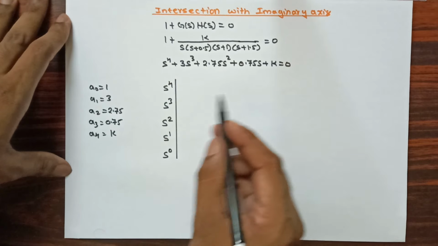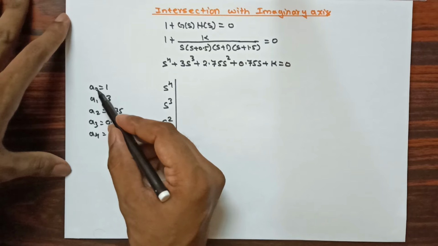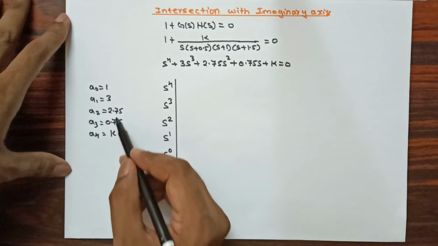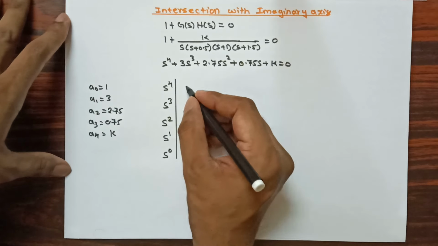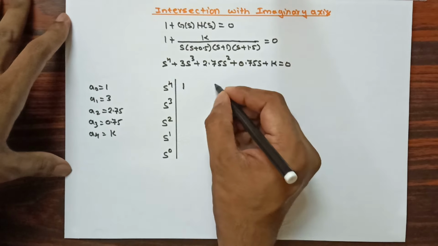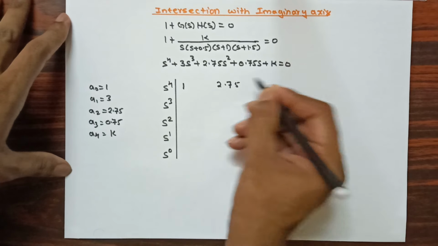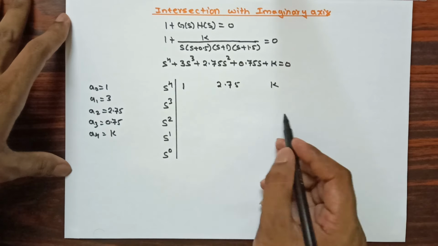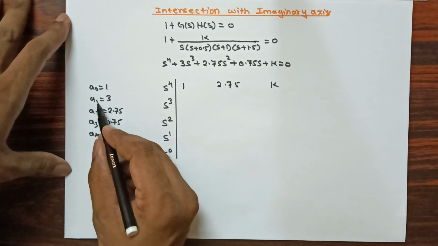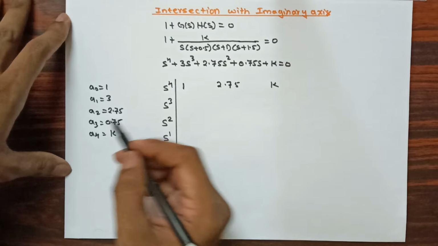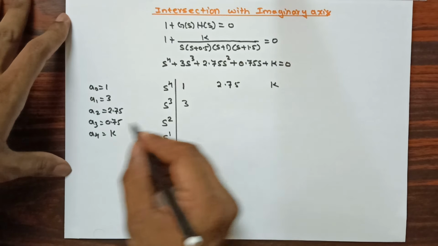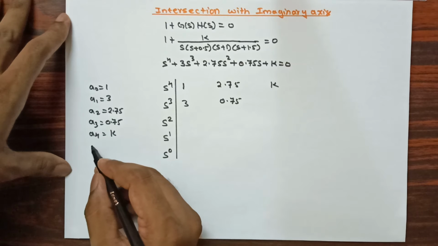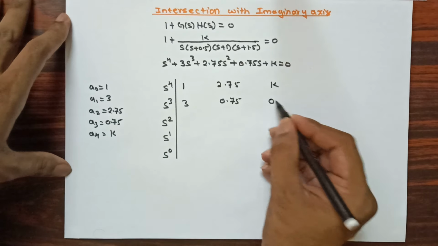To form the first row we are going to consider the even coefficients, that is a0, a2 and a4, and a0 value is 1 and a2 value is 2.75 and a4 value is k. That I am going to consider here: 1, 2.75 and then k. Now next to form the second row I am going to consider the odd coefficients, that is a1, a3. a1 value is 3 and a3 value is 0.75, and I'm not having any a5 value, therefore I'm going to consider 0.